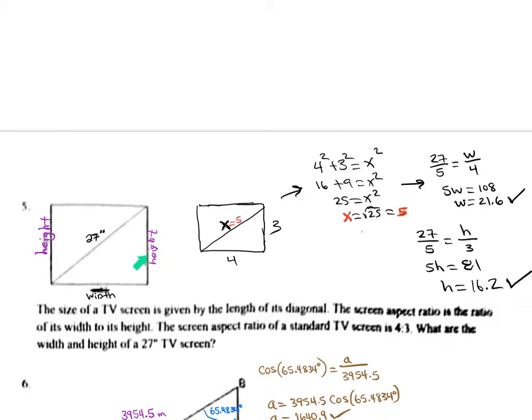And then to find the height of the television screen, we can use a proportion again. So we can say 27 over 5 equals height over 3. So we have this written here. This is 27 over 5 equals height h over 3. Cross multiply, 5 times h equals 27 times 3, which is 81. And then we divide both sides by 5. So 81 divided by 5 will give you 16.2, and that is the height of the television screen. So the width is 21.6, and the height is 16.2.